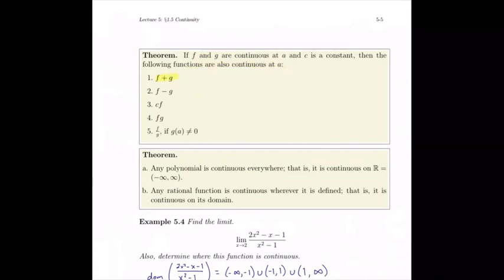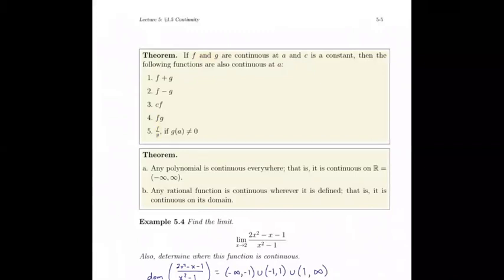So if we add two continuous functions together, the result is a continuous function. Subtracting two continuous functions gives us a continuous function. Multiplying a continuous function f by some constant c still gives us a continuous function. So on for products, and so on for quotients of functions. Remember, for quotients, you just have to be careful that g of a is not 0. So long as our denominator is not 0, our quotient of functions is also continuous if the two functions are continuous.